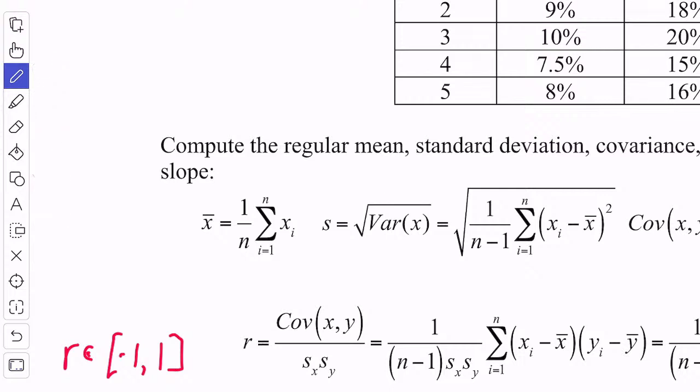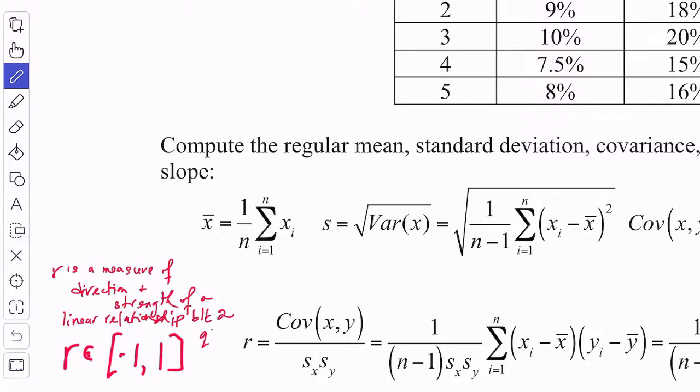R is a measure of direction and strength of a linear relationship between two quantitative variables. And that's why we like it, and we use it and variations of it in finance, because we're dealing with quantitative variables.